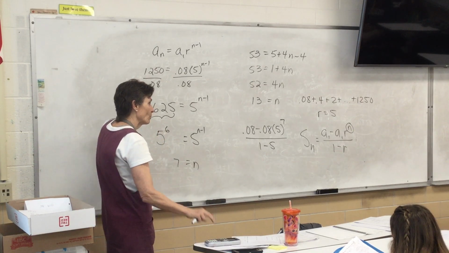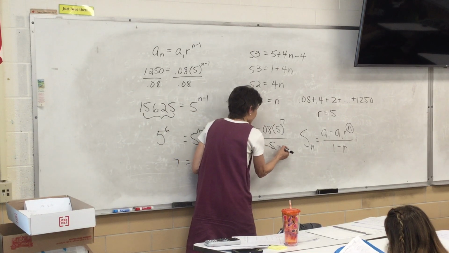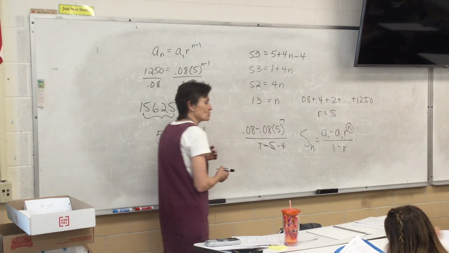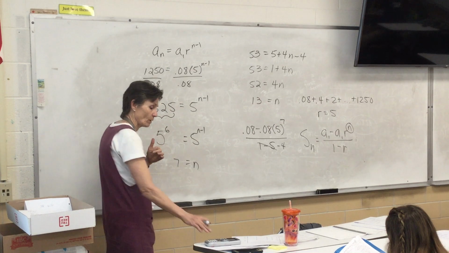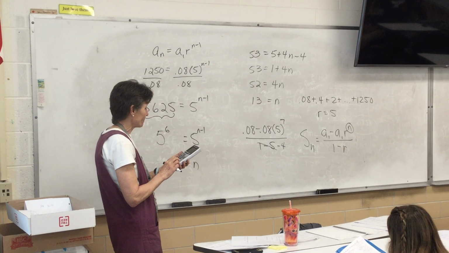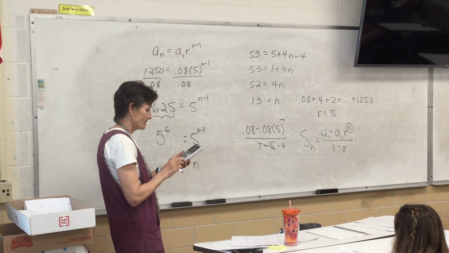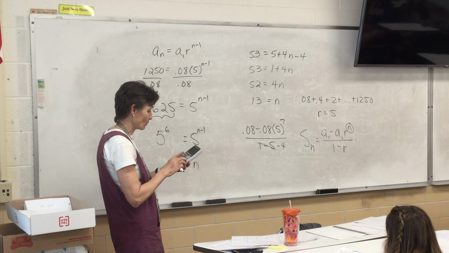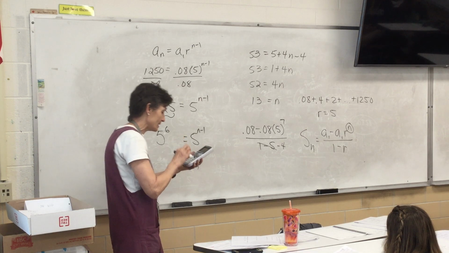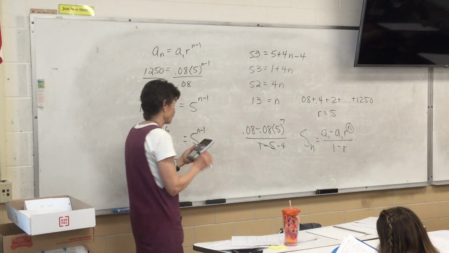I can bring that over here and type that in. Now, again, I know we've only done one of these, but I like to go ahead and make that a -4. I'll just go ahead and do that arithmetic before I get started. 0.08 minus 0.08 times 5 raised to the 7th, divided by -4.